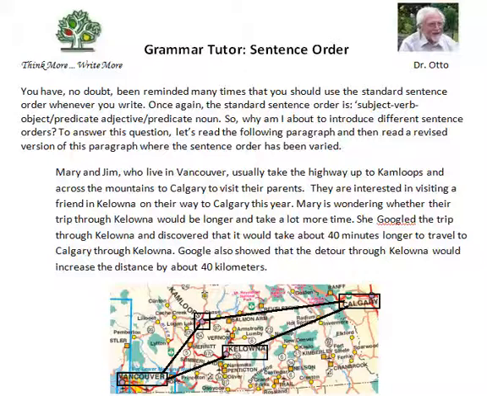Mary is wondering whether their trip through Kelowna would take longer and take more time. She Googled the trip through Kelowna and discovered that it would take about 40 minutes longer to travel to Calgary through Kelowna. Google also showed that the detour through Kelowna would increase the distance by about 40 kilometers.